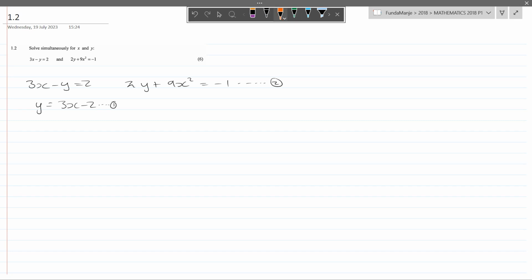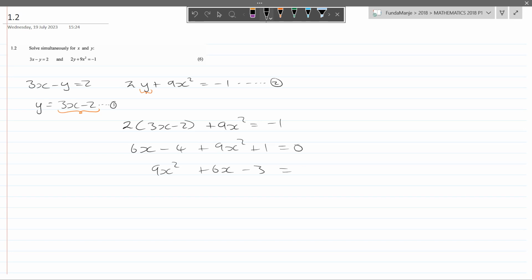Then what we want to do is substitute this into y. So if we do that, we're going to form a new equation, which will be 2 multiplied by 3x minus 2. Here I substituted the value for y with its value in the other equation. Then I'll say plus x squared is equal to minus 1. Multiplying our 2 inside, we get 6x minus 4 plus 9x squared plus 1 is equal to 0. Then rewriting this, we get 9x squared plus 6x minus 3 is equal to 0.